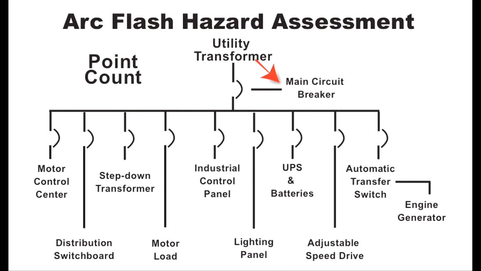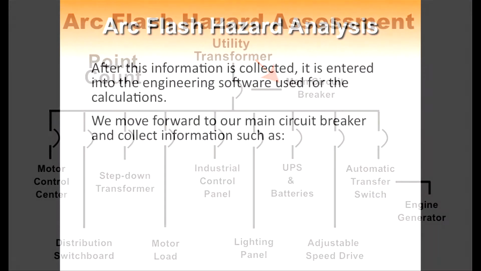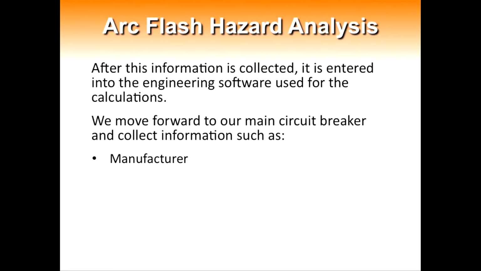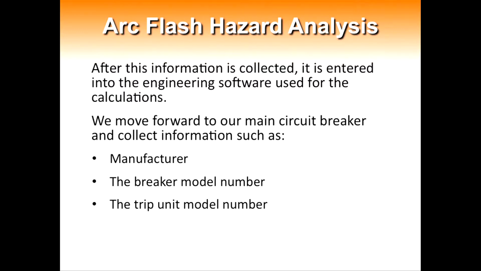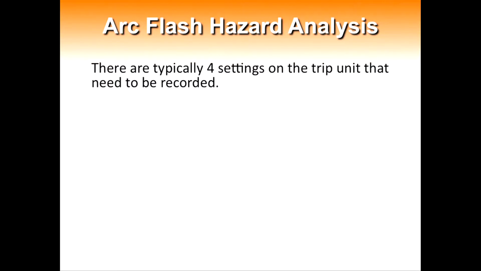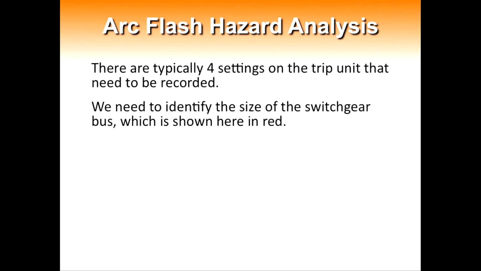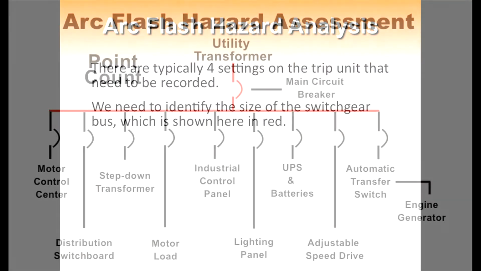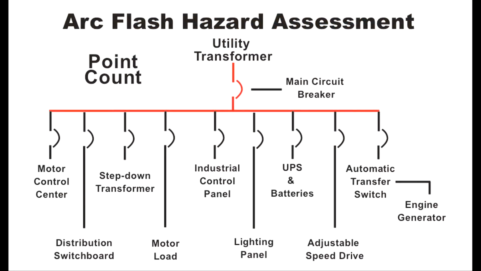We move forward to our main circuit breaker and collect information such as manufacturer, the breaker model number, the trip unit model number, and the plug model number. There are typically 4 settings on the trip unit that need to be recorded. We need to identify the size of the switchgear bus, which is shown here in red.